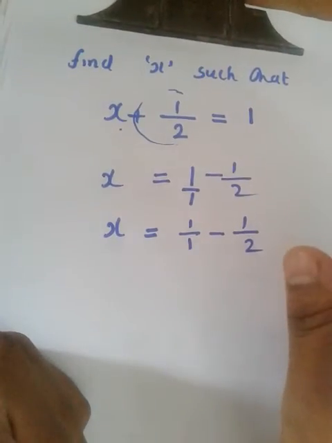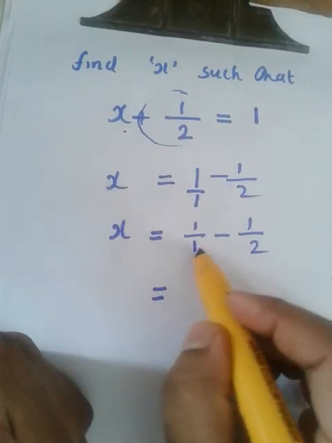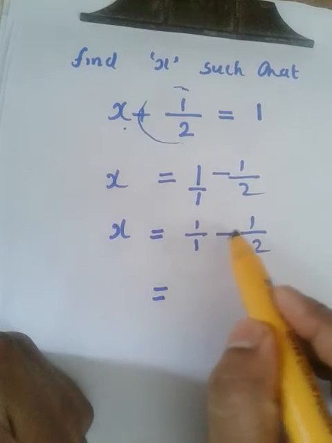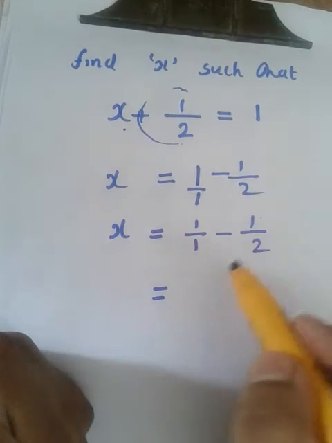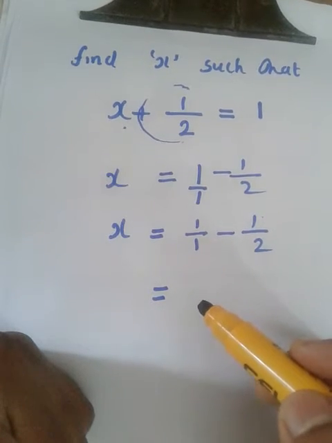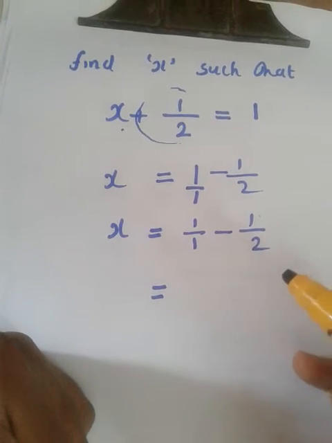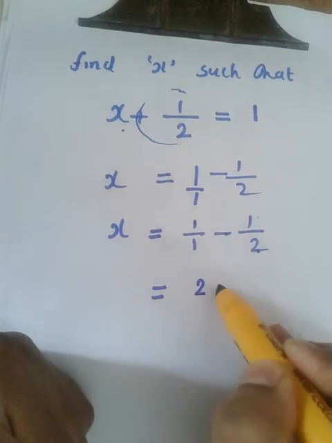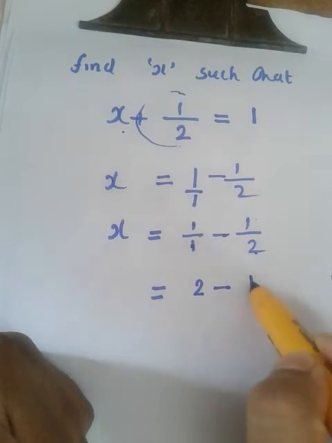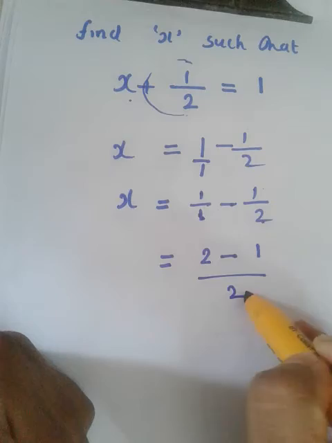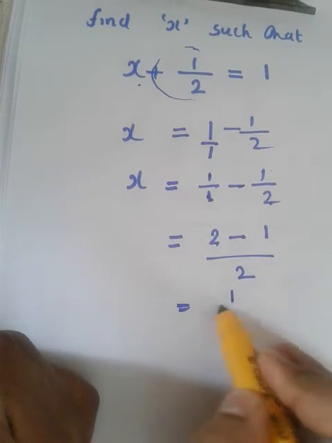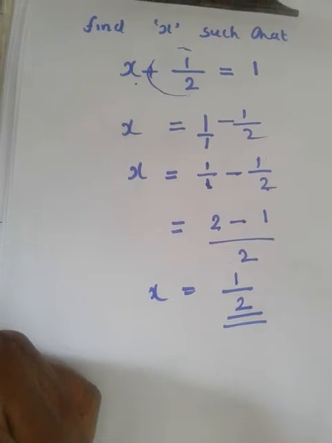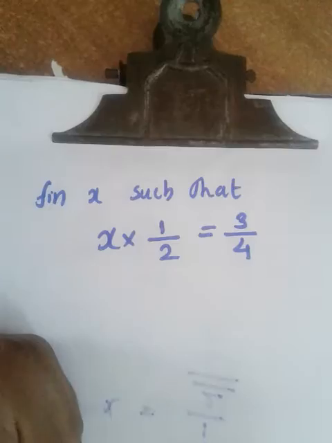Is it correct? Yes. Now just see, this is a fraction and this is a fraction. You know how to subtract two fractions. If you want, you can use the LCM method, otherwise cross multiplication. Let me apply cross multiplication. 1 into 2, 2. Then this sign as it is. Then 1 into 1, 1, divided by 1 into 2, 2. So the answer will be 2 minus 1, 1 divided by 2. So this is the value of x. See, we got the value of x. Simple, no? Moving to the next problem.